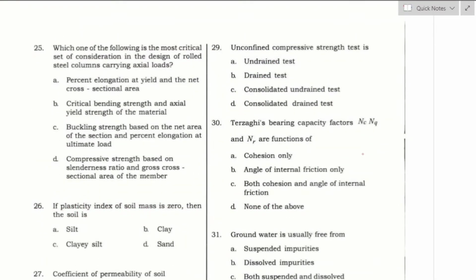Question number 25. Which one of the following is the most critical set of consideration in the design of rolled steel columns carrying axial loads? The most critical set of consideration in the design of rolled steel section columns carrying axial loads is compressive strength based on slenderness ratio and cross-sectional area of the member. Option D is the right answer.